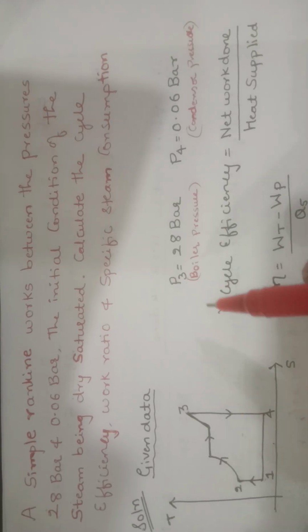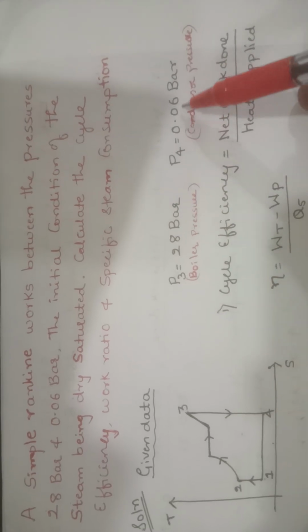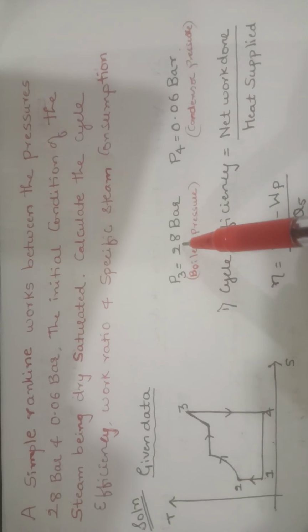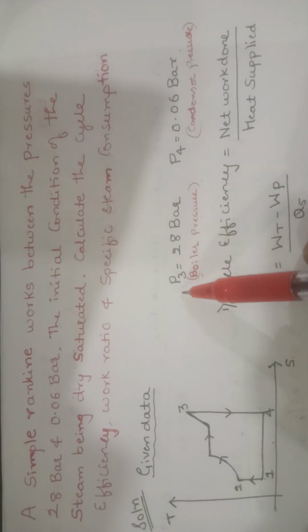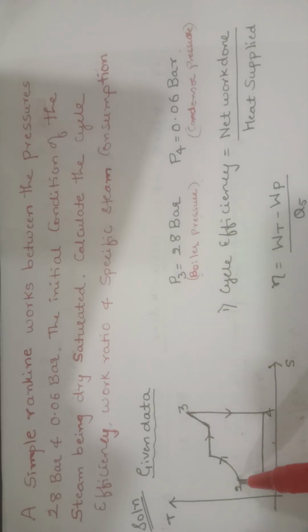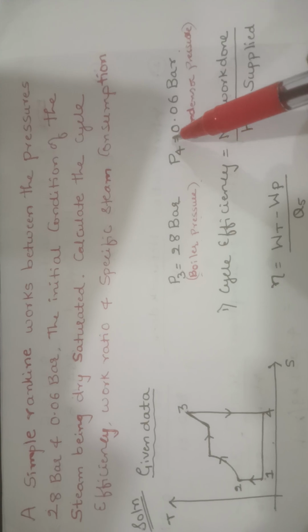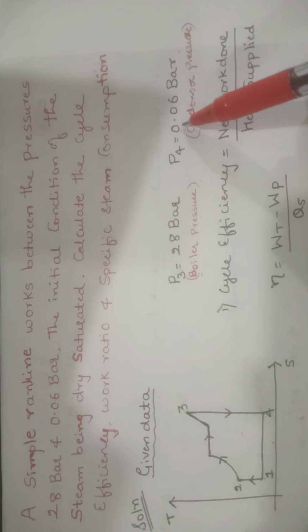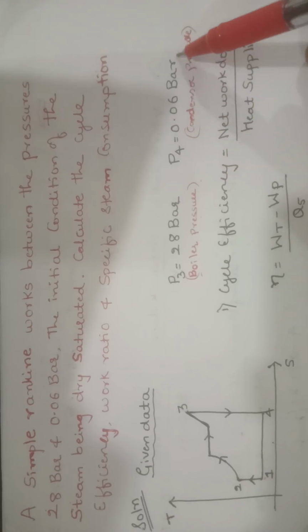In the problem, it is given that the cycle is operating between the pressures 28 bar and 0.06 bar. That means at point 3 the pressure is 28 bar, which is nothing but the boiler pressure. So I can write P3 is equal to P2 also, because at constant pressure heat is added in the boiler. P4 I can write in terms of P1, because process 4 to 1 is a constant pressure process where heat rejection takes place. So P4 is equal to P1 is equal to PC, which is nothing but the condenser pressure, given as 0.06 bar.